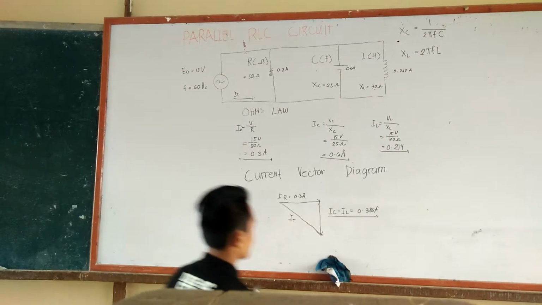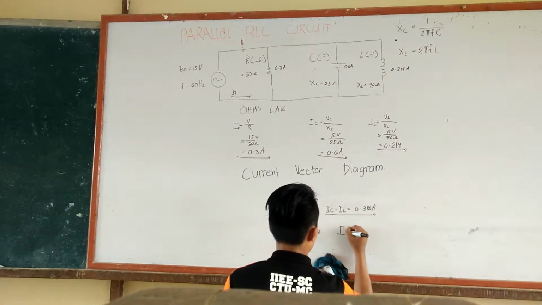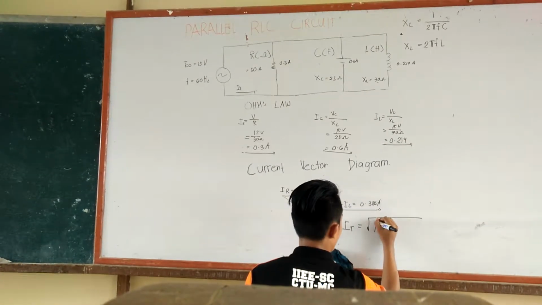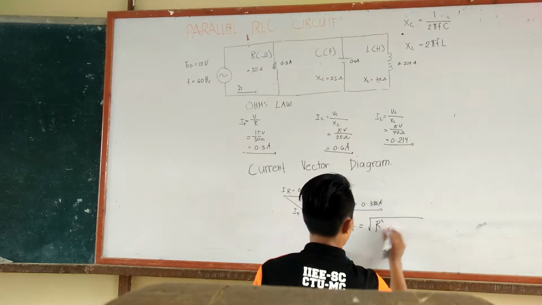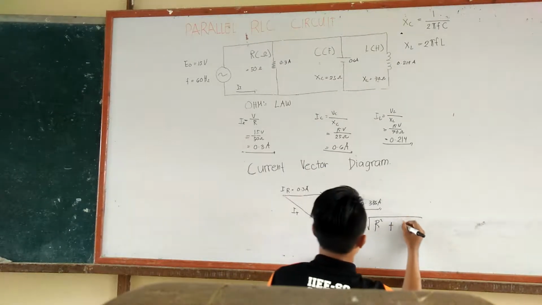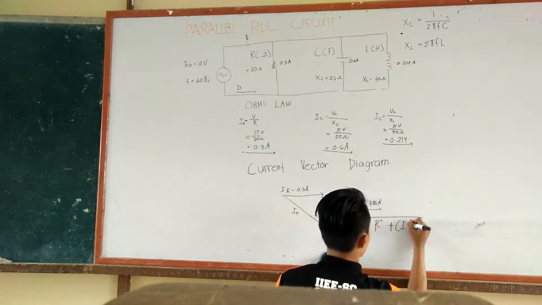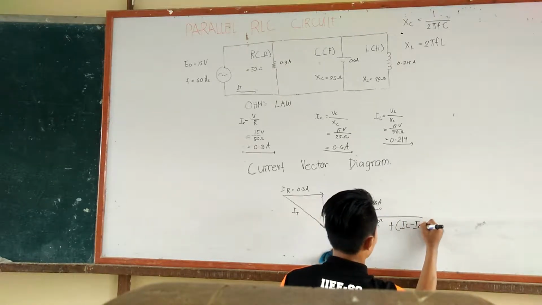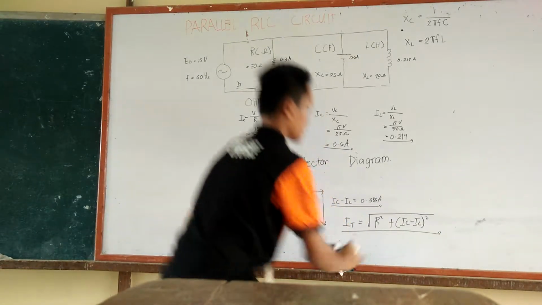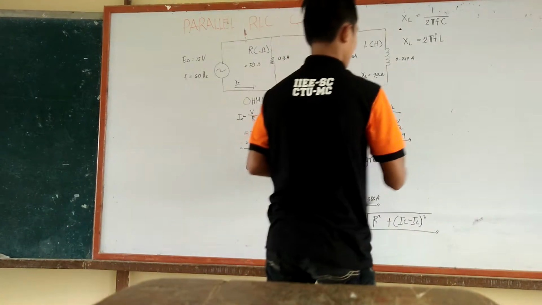So IT equals the square root of IR squared plus IC minus IL squared. This is the formula in solving the total current. Now we will solve the total current.